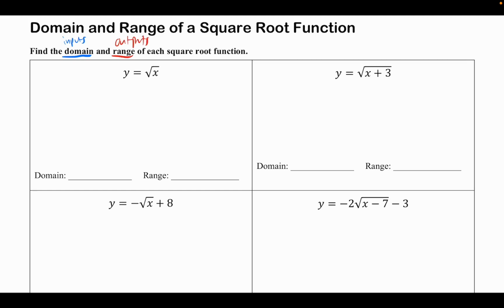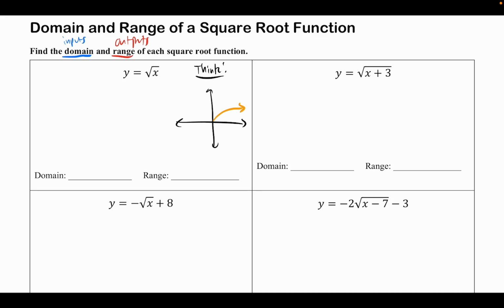So the first thing that we're asked to find the domain and range for right here is y equals square root of x. So there's some things that you can maybe think about that can be really helpful. So one thing you could think about here is just think about what the graph looks like. So in your head, or if you want to just kind of sketch it out too, you could think, okay, so here's my graph. So I know that y equals square root of x goes like this, right?